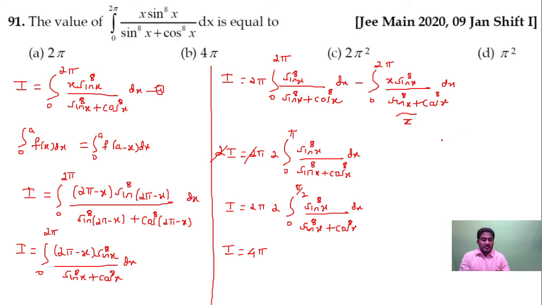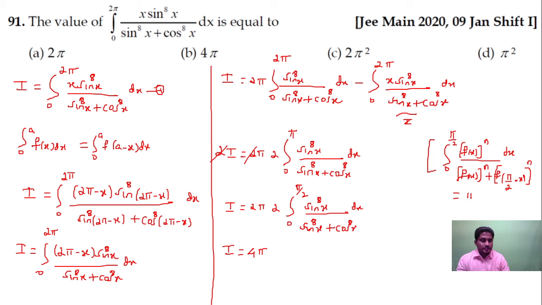And then we have done this. I gave you a standard result: the limit should always be 0 to pi by 2. Here it is f of x to the power of n, here also f of x to the power of n, and then here it will be f of pi by 2 minus x whole to the power of n. The answer will always be equal to pi by 4.